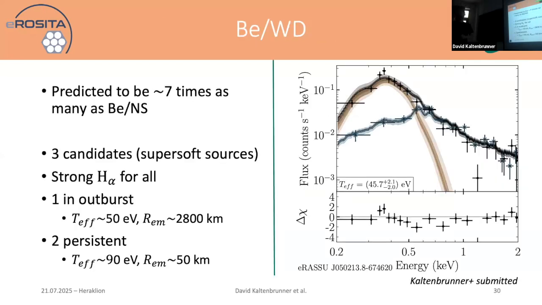So the first one that is quite interesting are Be plus white dwarf systems, not the typical Be plus neutron star, but it's the white dwarf companions. And we could find 3 of them in our sample, or we find 3 candidates. The way that they look is they are very, very soft, so super soft objects. And you can see this in the spectrum.